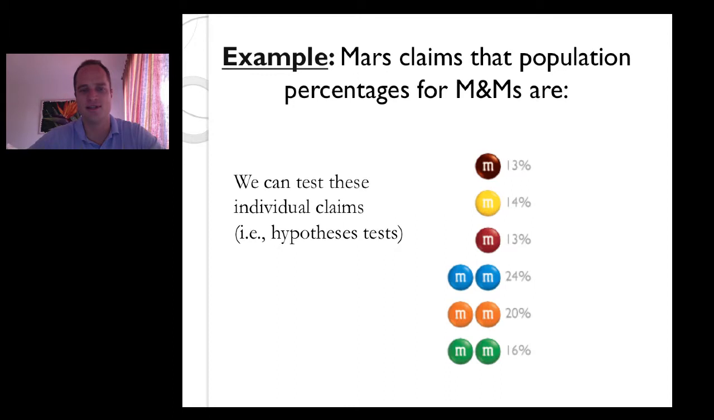In terms of the population tests, one simple example, and one that I usually do with my face-to-face classes, is to test the population proportions of whatever Mars claims are the proportions of the M&Ms they produce by color. So this is from their website, that 24%, for example, are blue. And so we could take a sample of M&Ms, calculate our sample proportions, and then test them against these manufacturing claims.